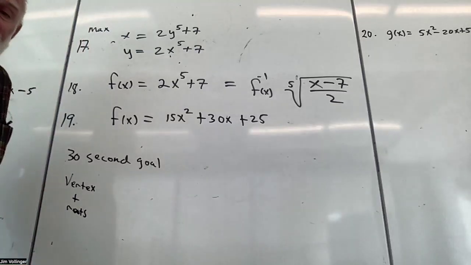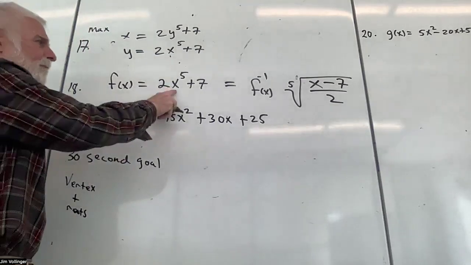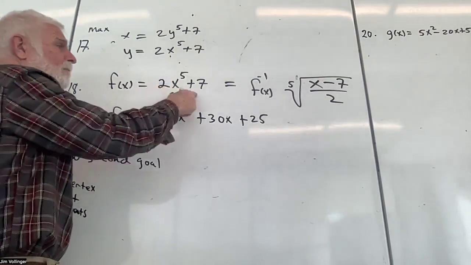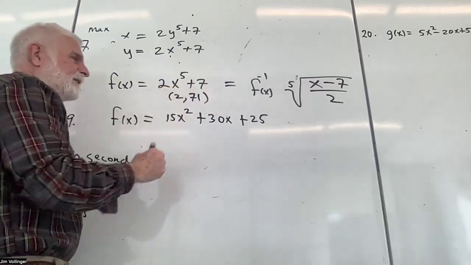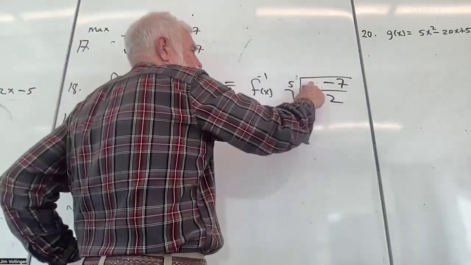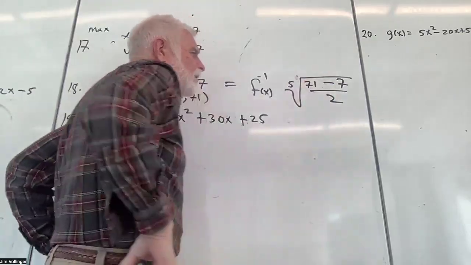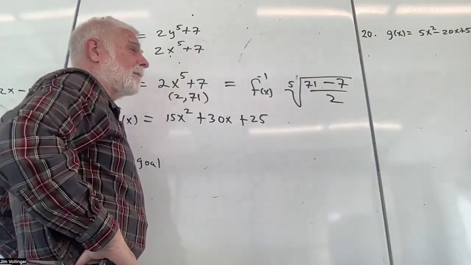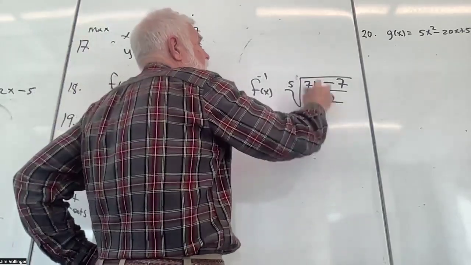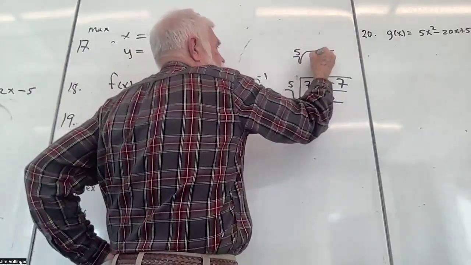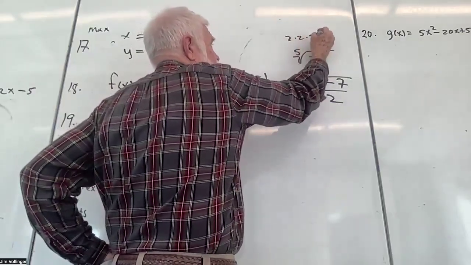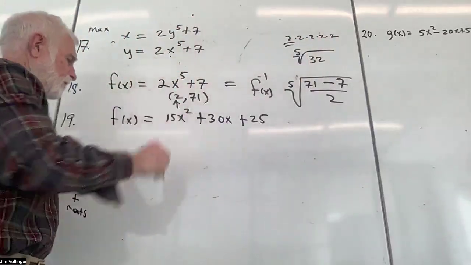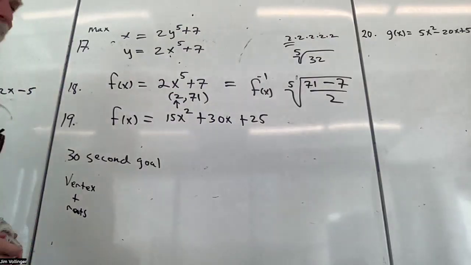How do I check it if I'm on a final exam? I pick an easy number. I'll take 2. 32 times 2, 64 plus 7 is 71. If a 71 over here doesn't come out as a 2, I'm cooked. What's 71 minus 7? I believe that's 64. What's 64 divided by 2? I believe that's 32, the 5th root of 32, which I think is 2 times 2 times 2 times 2 times 2. It looks like the 5th root of 32 is 2, and that's what I started with over here. So it looks like I'm done.